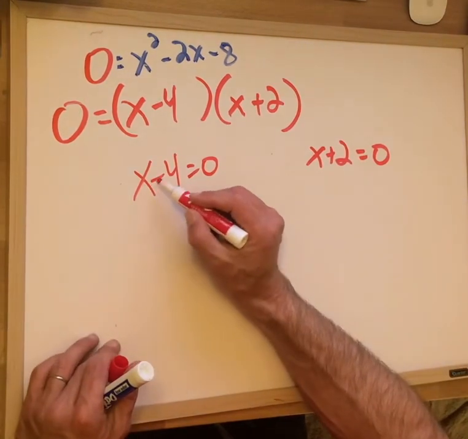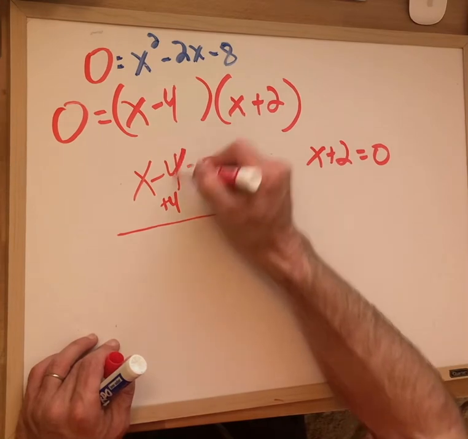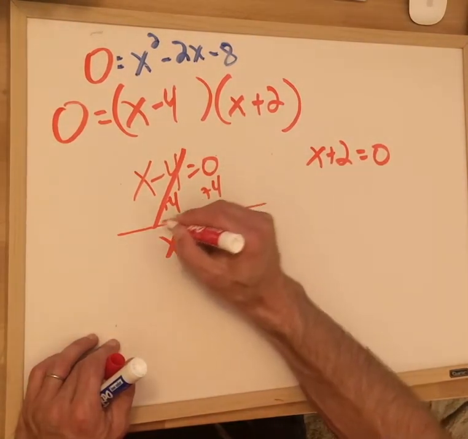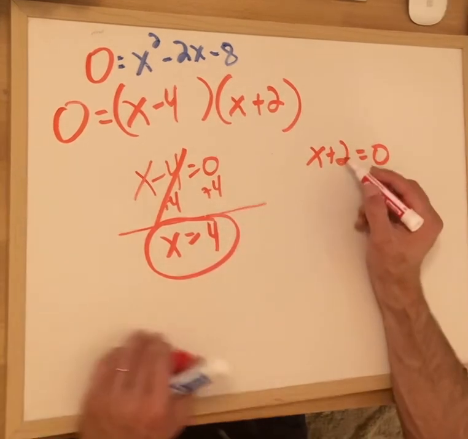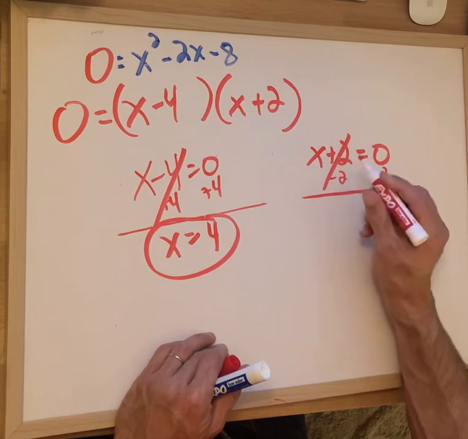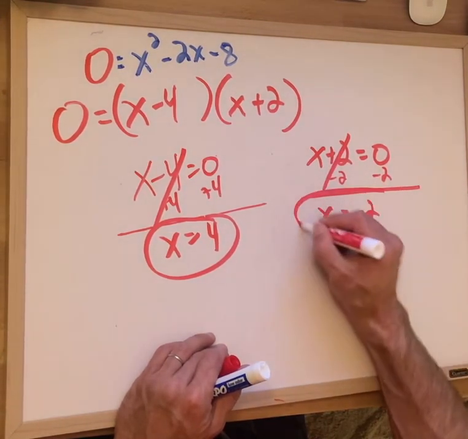And then solve for the variable. How do I solve for this? I add 4, I add 4. Basic math. x equals 0 plus 4 is 4. This is one solution. This one, I have plus 2, so I subtract 2 from both sides. I'm solving for my x. x equals negative 2. This is my second solution.